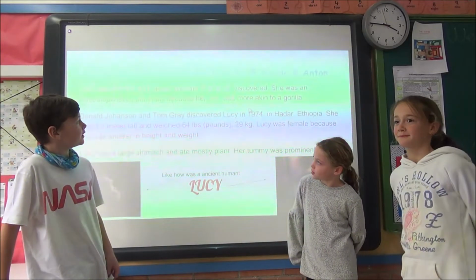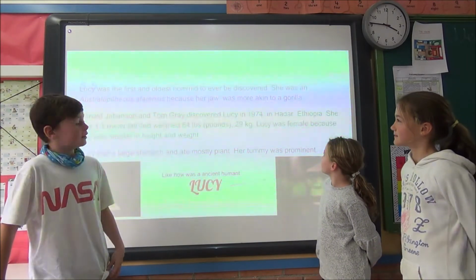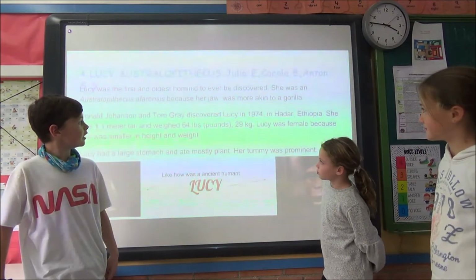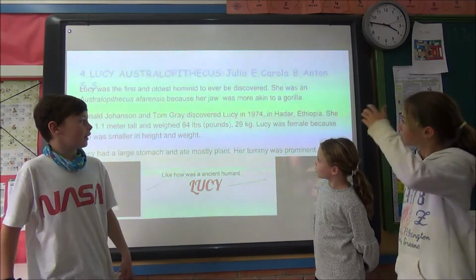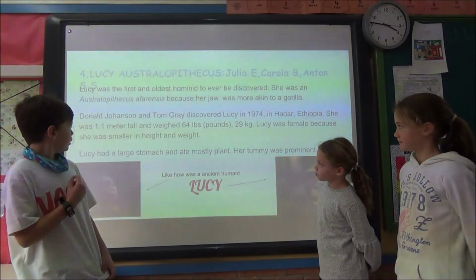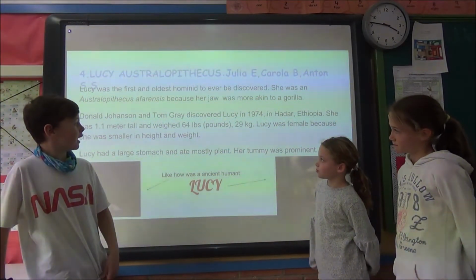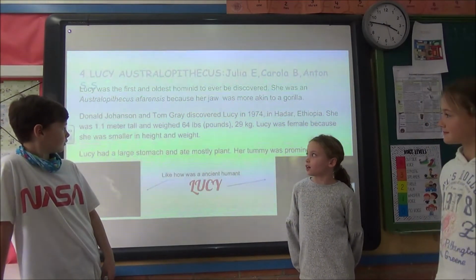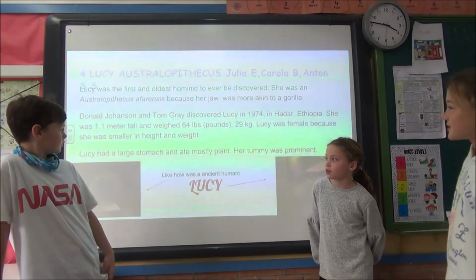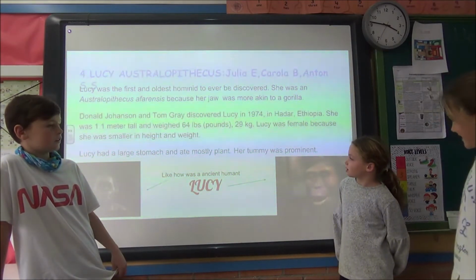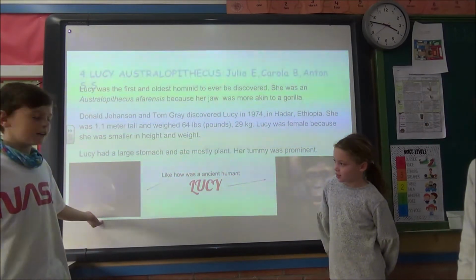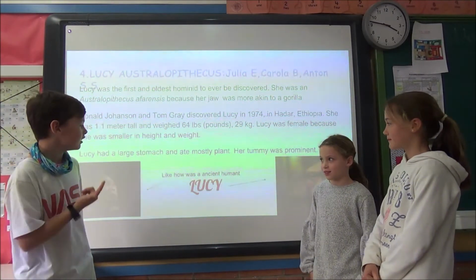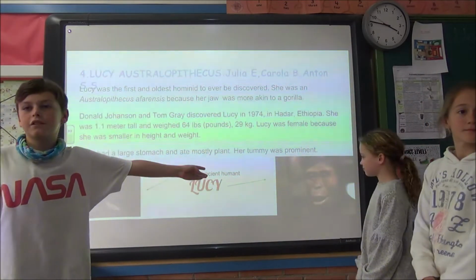Lucy was the first and oldest hominid to ever be discovered. She was an Australopithecus. Her jaw was more akin to a gorilla. Donald Johanson and Tom Gray discovered Lucy in 1974 in Hadar, Ethiopia. She was 1.1 meters tall and weighed 64 pounds, 29 kilos. Lucy was female because she was smaller in height and weight. Lucy had a large stomach and ate mostly plants. Her tummy was prominent. And here is a photo of Lucy in a museum.